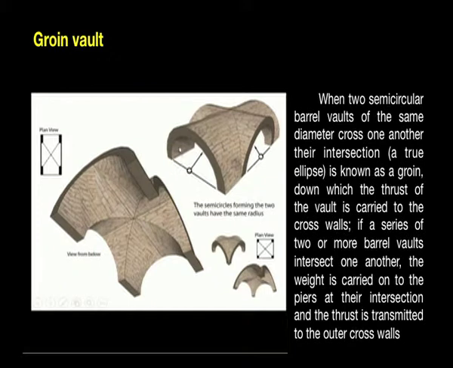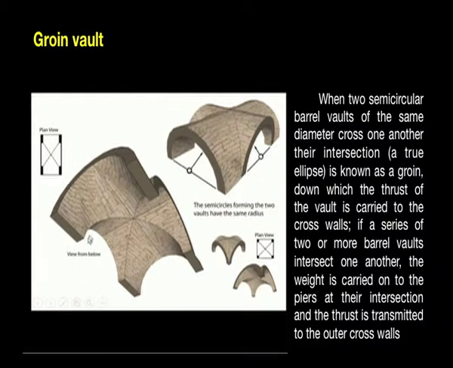Let us move on to the next type of vault, which is called the groin vault, which is a little bit more complicated than the previous one, the barrel vault. A groin vault typically results when two barrel vaults meet. This is one barrel vault, this is another barrel vault. They both have the same radius, they both have the same distances. When these two meet perpendicularly, this is how it looks from underneath, and this is what results. This is called a groin vault.